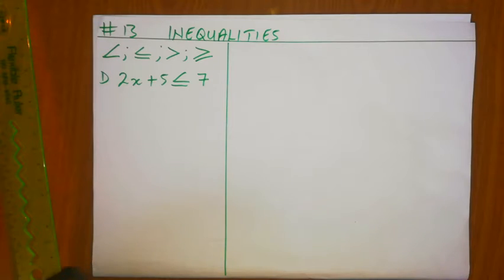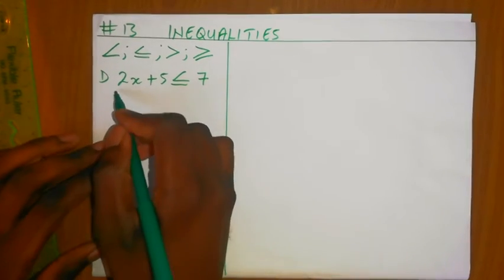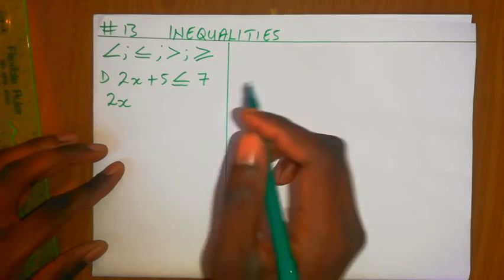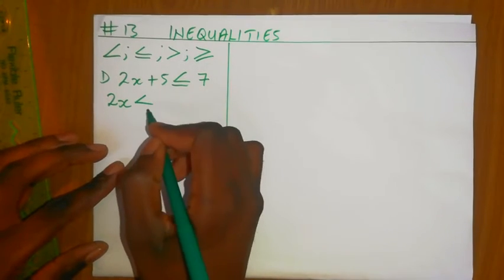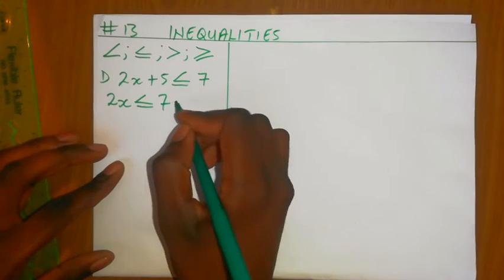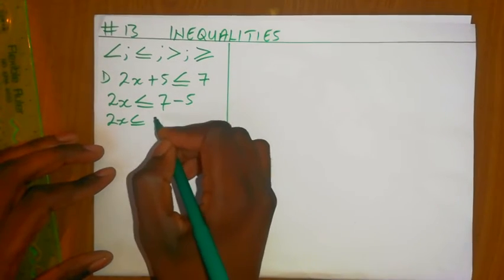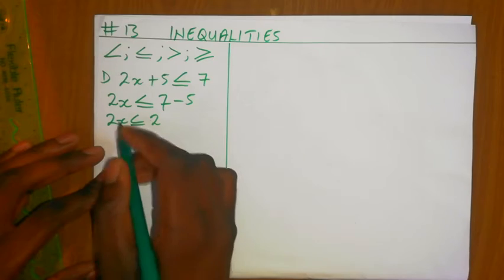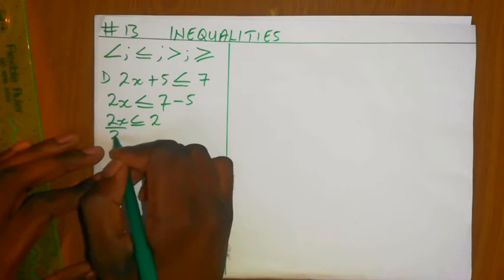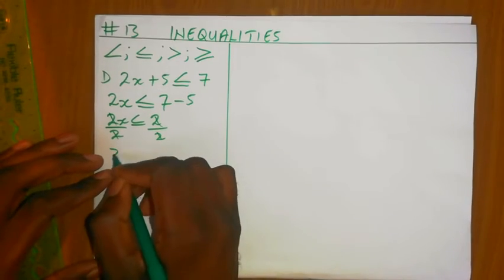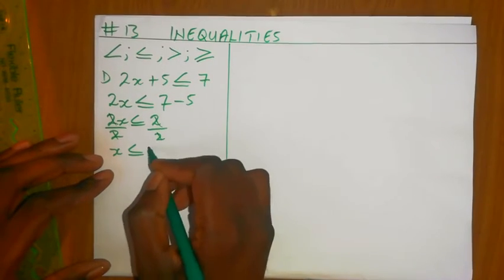So there is our first inequality, which says 2x plus 5 is less than or equal to 7. So we solve it the same way as we solve our straight line equation. So it's 2x is less than or equal to 7 minus 5. 2x is less than or equal to 2. Then I'll divide both sides by 2. My answer is x is less than or equal to 1.